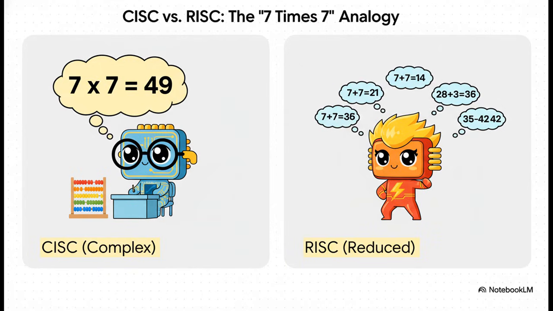That's kind of like CISC. Or you could do it in a bunch of really simple steps. 7 plus 7 plus 7 plus 7. You get the idea. That's RISC. Both ways get you to 49, but the process is completely different.